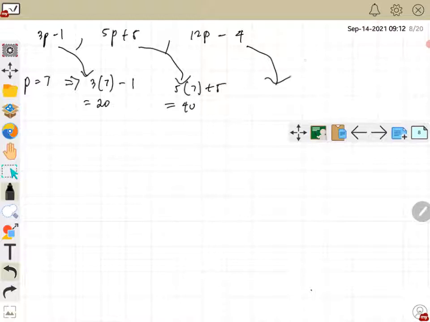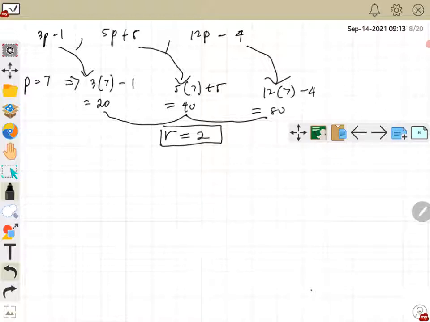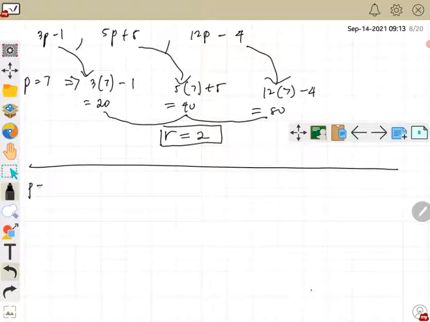And this becomes 12p times 7 minus 4, and that becomes 80. Notice that here 20 to 40 to 80, you can see that the common ratio is 2. Okay, the common ratio is 2. So what if p is negative 3 over 11? Let's see if that gives us a geometric sequence.